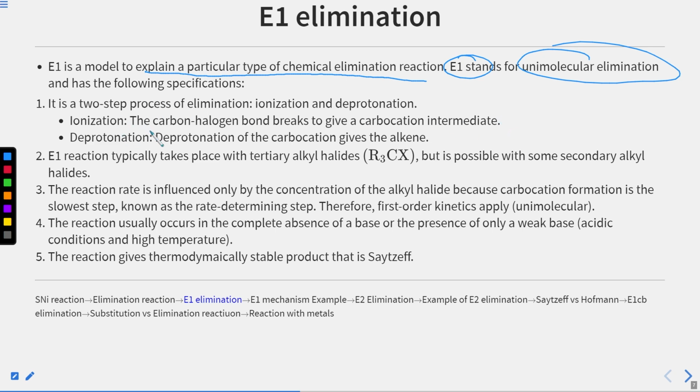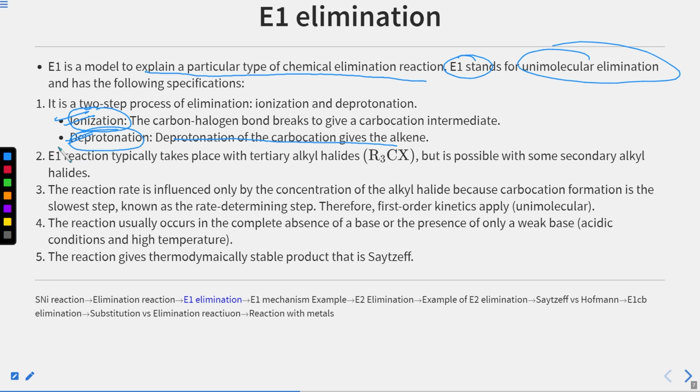Now if I consider the process of elimination in this kind of elimination, that is E1 elimination, it occurs in 2 steps. First, ionization takes place, that is the halogen is removed independently, and then the deprotonation of the carbocation gives the alkene. So first, the halogen that is to be removed gets detached, and in the second step, your beta hydrogen is removed, and we get our alkene.